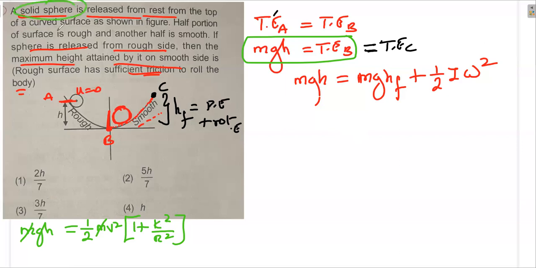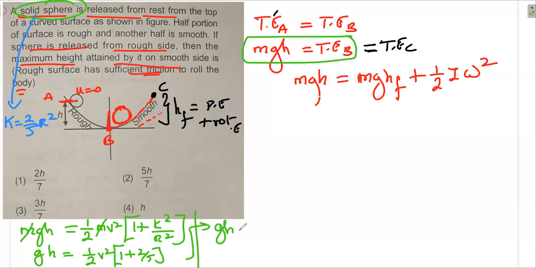It's a solid sphere. For a solid sphere, the k, radius of gyration, I think you have watched the videos, the radius of gyration for a solid sphere is 2 by 5 r square. Okay, so this will become 2 by 5. So gh is equal to half v square into 1 plus 2 by 5. So this will give me gh is equal to half v square times 1 plus 2 by 5, which is 7 by 5. So this is my v square. Okay, so let's take it that side. So it's 10 by 7 gh is equal to v square.